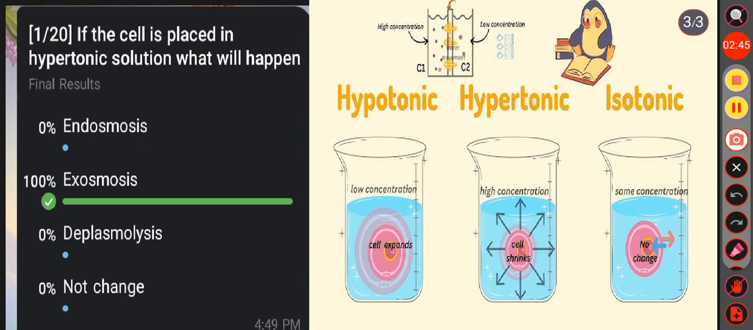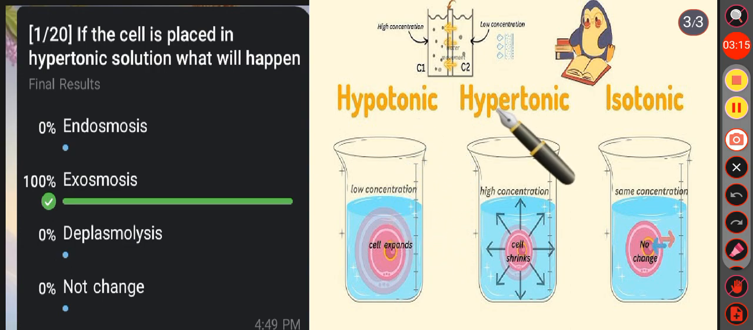Can you get my point? So here outside the cell the solute concentration is low, but solvent concentration, meaning water concentration, is high. So water or solvent moves into the cell, right, by which the cell expands. So it is called endoosmosis and the solution is called hypotonic solution, right? So what we learn is that in the hypotonic solution, endoosmosis occurs.